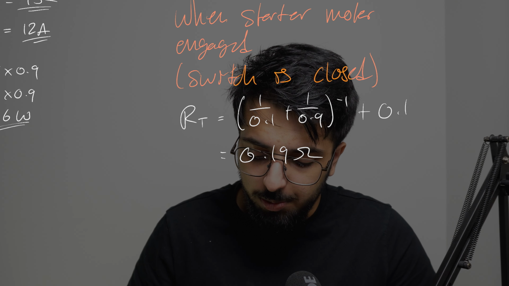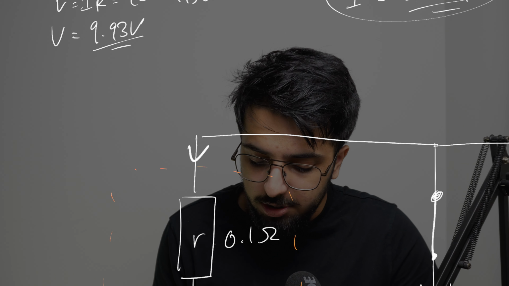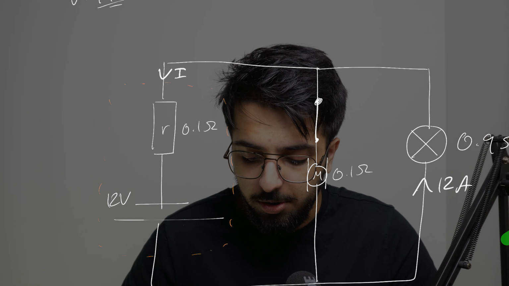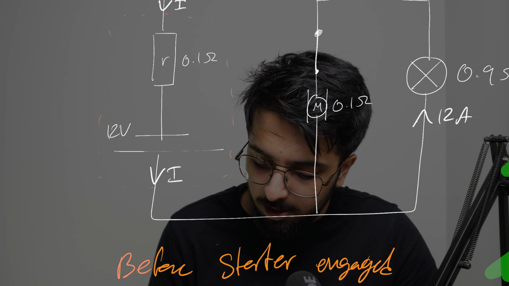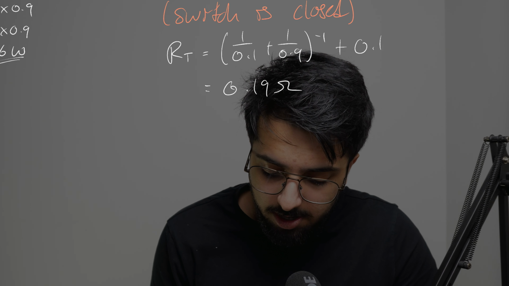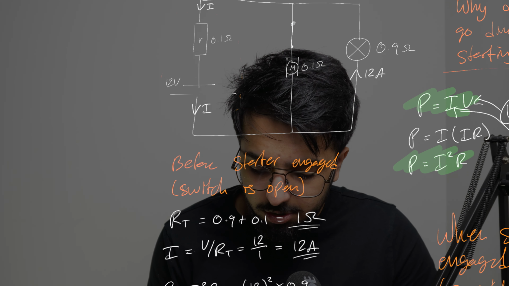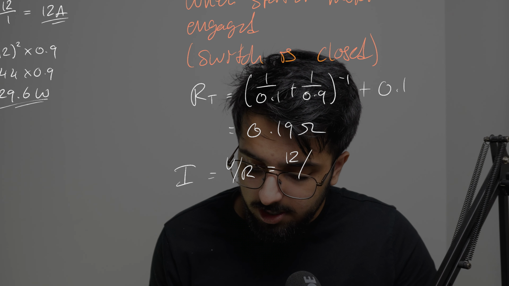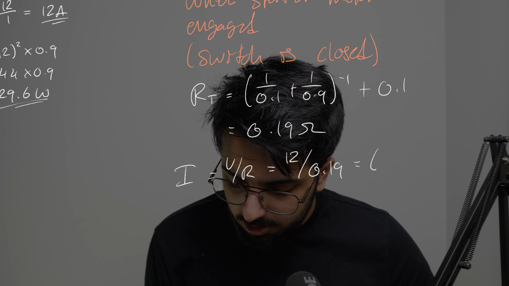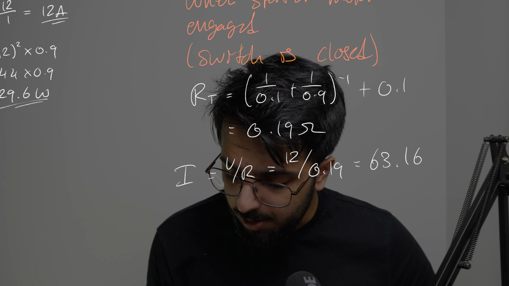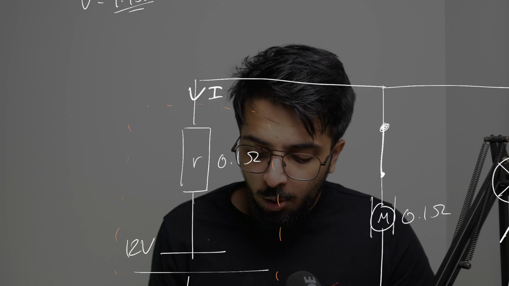So now, what we can do is calculate the current going into our power supply. So the current entering our power supply. And obviously the current entering our power supply is equal to the current leaving our power supply. And so we can calculate that current right here, and that's equal to V over R. It's going to be equal to the voltage of the circuit, which is 12, divided by the total resistance, which is 0.19, and that's equal to 63.16 amps.